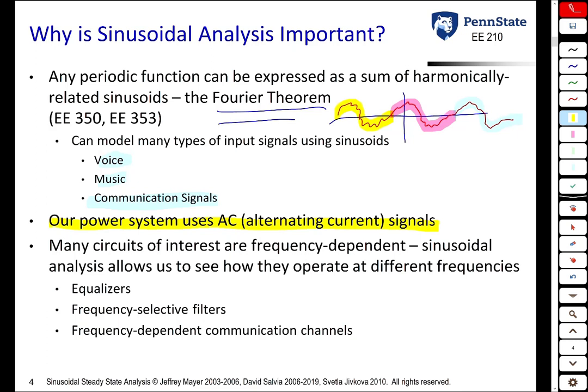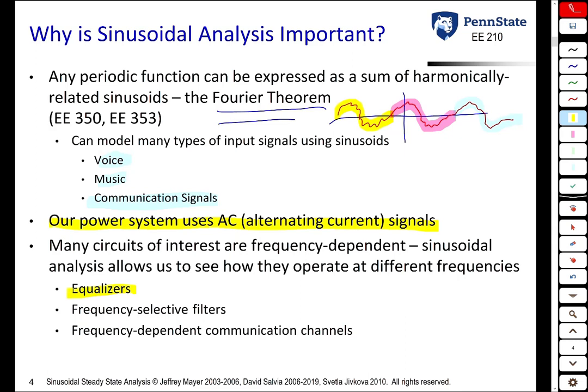So circuits such as equalizers. An equalizer is a circuit that is used to make sure that the different frequency components of an input signal are each amplified by the right amount. A frequency selective filter is a circuit that will allow certain frequencies to pass through to the output but not allow other frequencies to pass through. This is really important in communication systems.